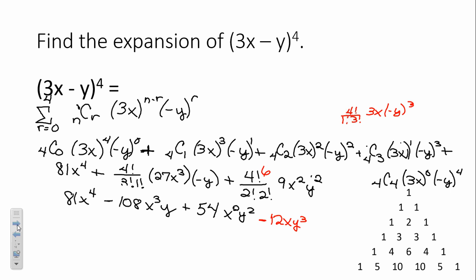because it's just y, a negative y that's being taken to the power. So this gives you the coefficient, and then the extra numbers being multiplied by the coefficients are coming from the 3x.